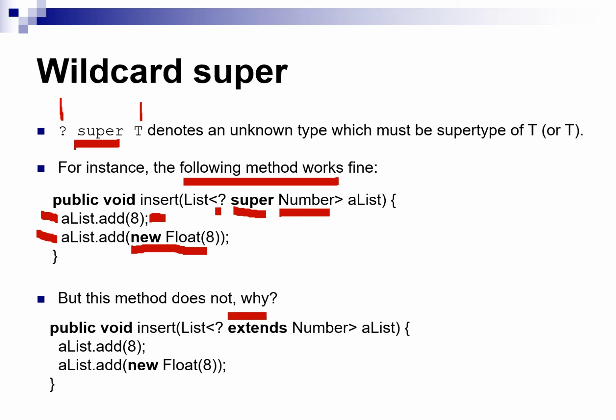If I use the other bound here by requiring here that my list is number or any subclass of number, then I would not be able to call here add. Why is that? Because maybe my list here is a list of, let's say, instead of floats, is a list of double. Therefore, this would fail because the list that I receive here is a list of double, but I'm trying to add here a float. Therefore, if you want to invoke methods that receive these generic types, you need to use the super wildcard bound.